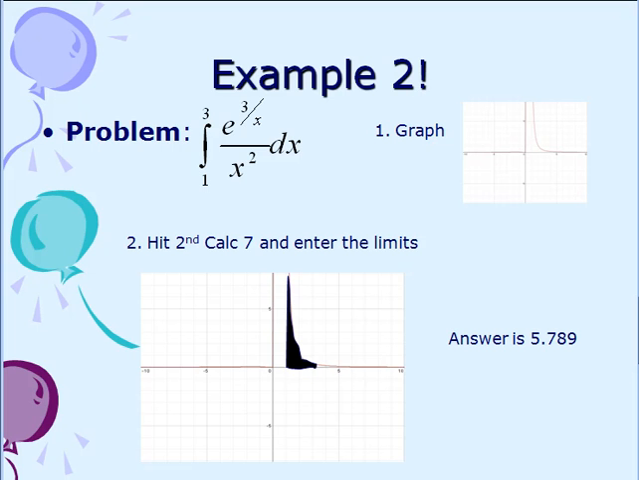First, you would enter the equation in y equals, then graph. Next, hit second, calc, 7, and you'll be able to enter the limits: the lower limit of 1 and the upper limit of 3. Hit enter, and that'll give you the answer of 5.789, and it's done for you.